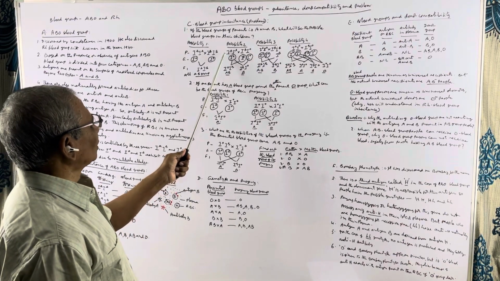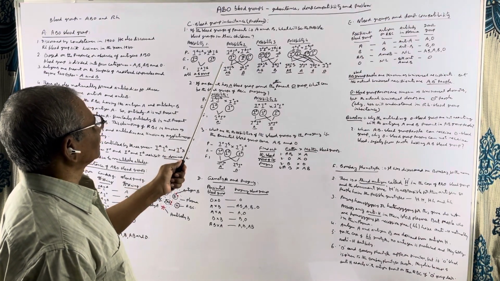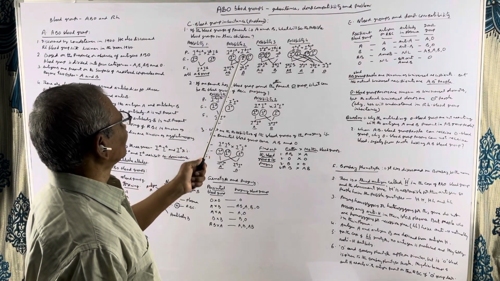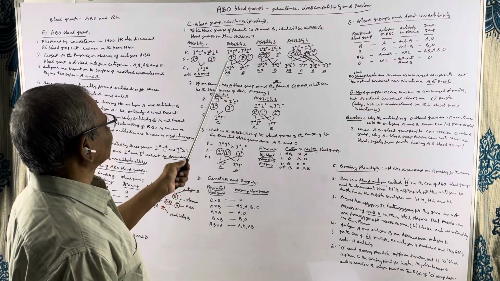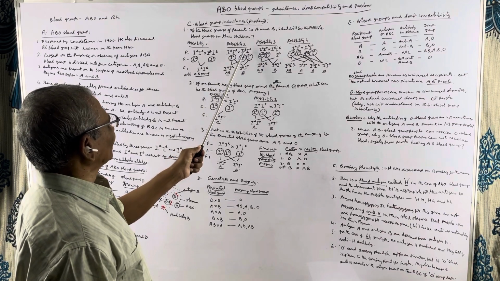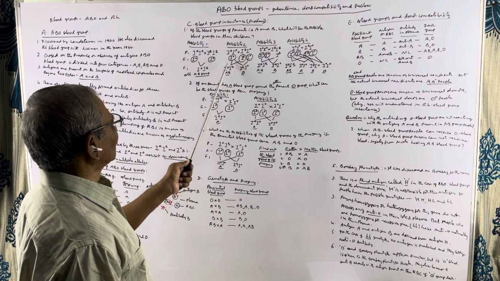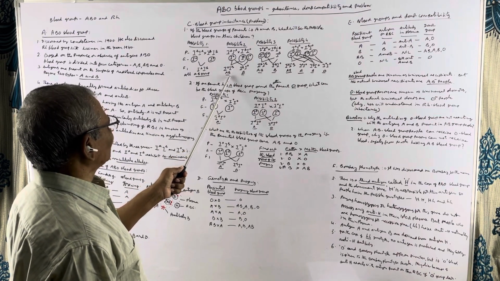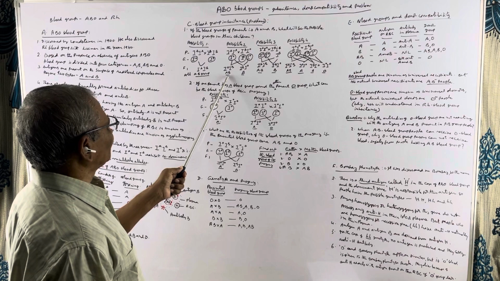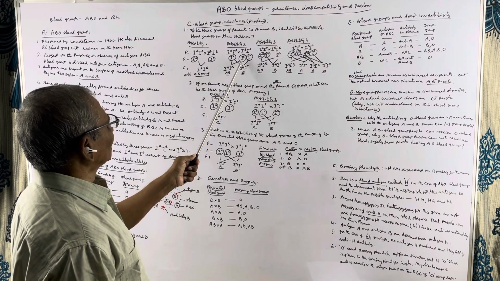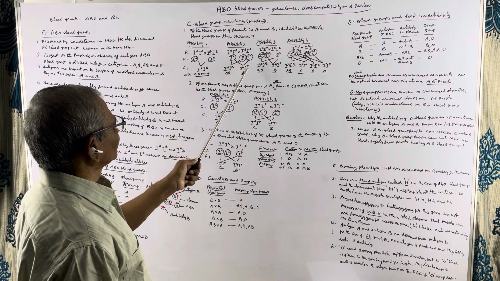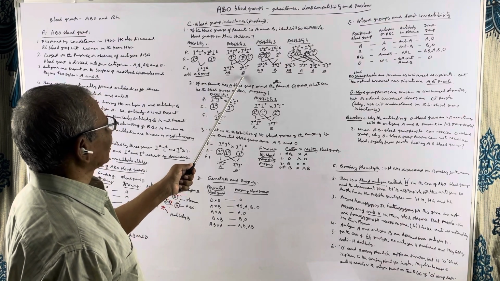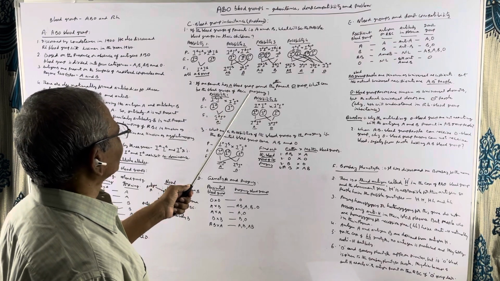In this case, one parent is homozygous for A gene, the other parent is heterozygous for B gene. So this parent produces only one type of gamete and this parent produces two types of gametes. This gamete, if it fertilizes this gamete, we get this combination, AB blood group. So these children will be of AB blood group. If this gamete fertilizes this one, the blood group will be B. So these children show B blood group.